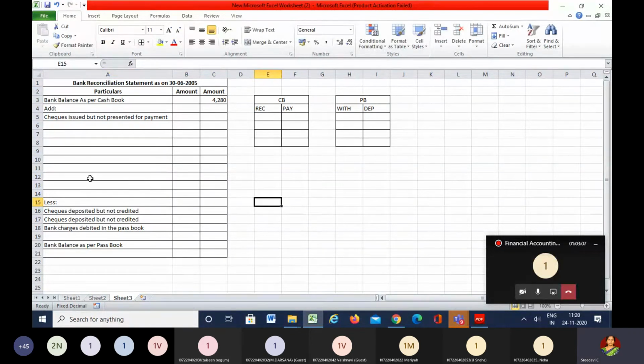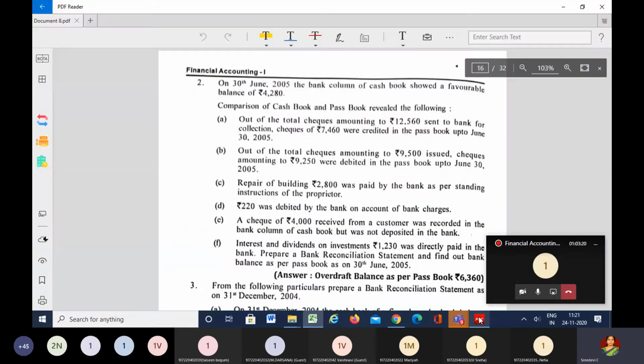Okay, so we are ready with the statement. The balance as per the cash book is 4,280. So we are starting with the cash book to find out the passbook balance, right? Let's see the first transaction. Comparison of the cash book and the passbook revealed the following. These are the differences because of which the balance of the cash book is not matching with the balance of the passbook. So let us find out the actual balance at the bank by preparing a bank reconciliation statement.